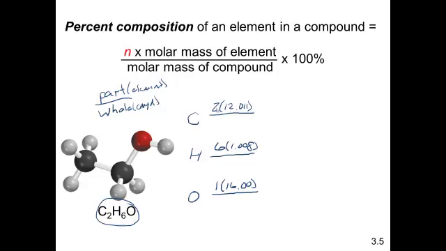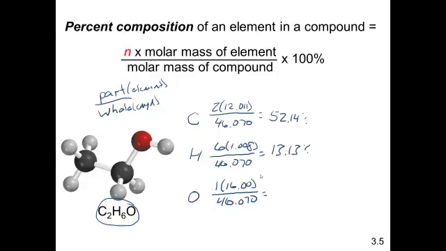Now we just need to add up those parts. 2 times 12.011 is 24.022. We add that to 6 times 1.008, which is 6.048, and add that to 16, and we come up with 46.070. That's going to be our whole every time, because that's the molar mass of our compound. So we have 3 different part-of-whole equations, for carbon, hydrogen, and oxygen. Now I just need to divide these out, and really we're going to multiply by 100. I'm just going to move my decimal 2 places to the right instead of actually multiplying.